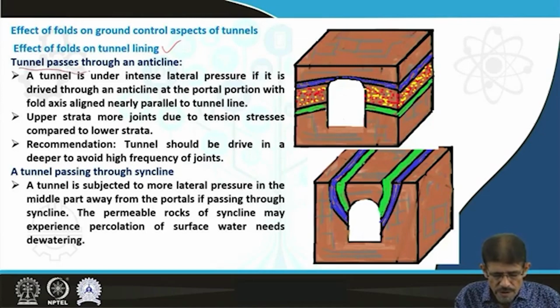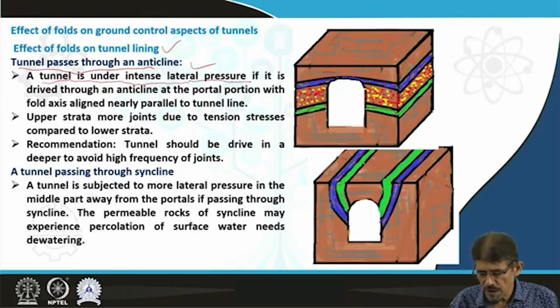If the tunnel passes through an anticline like this, then the tunnel is under intense lateral pressure. The tunnel is experiencing intense lateral pressure because the fold is formed due to compression of strata. Due to this, there is a development of number of discontinuities. If these discontinuities are exposed on the surface, then there is a problem. So first we are going to see about the stress condition.